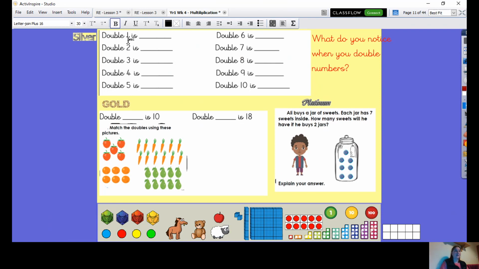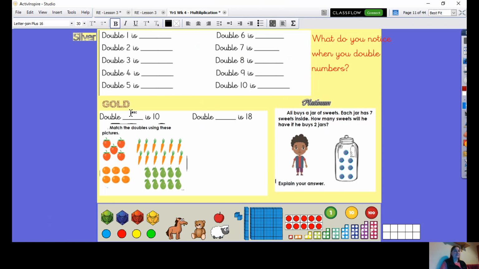So here you're going to do 1 add 1, 2 add 2, 3 add 3, 4 add 4, 5 add 5, and so on. Okay, as a little bonus here, what do you notice when you double the numbers? So what do you notice about the answers when you've doubled them? Okay, the gold then is very similar. You've got 2 here, and then this is a separate one.